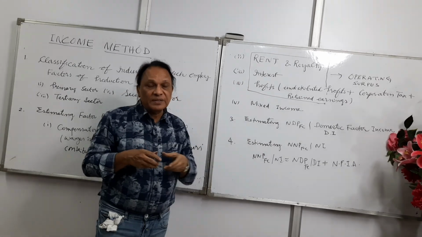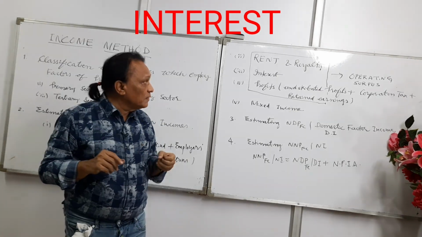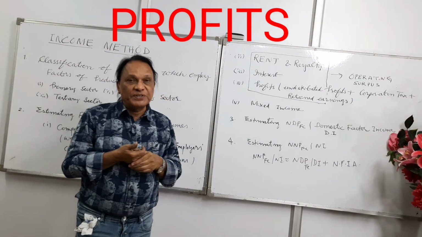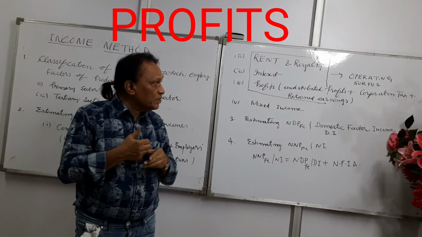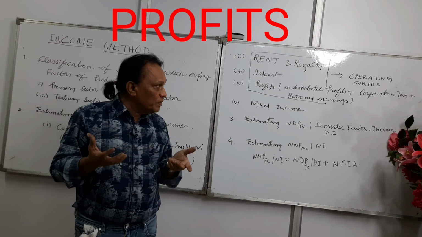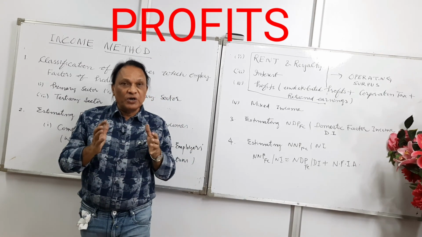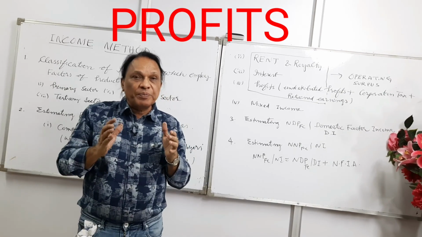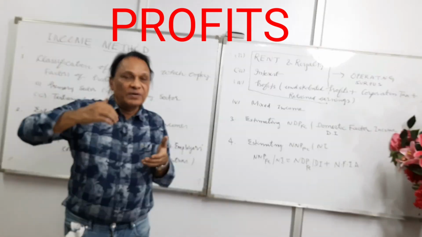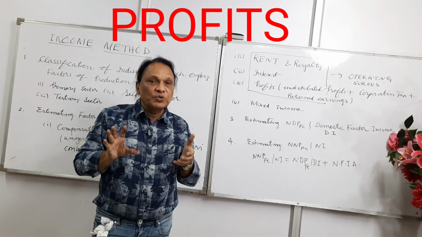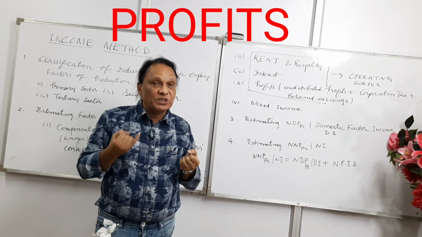And interest is paid to the factor of production capital. And the next one is profit. Entrepreneurs get profits. Again, profit has 3 components. Which are the 3 components of profit? One is corporation tax, and one is undistributed profits and retained earnings. What it means: suppose a firm, Reliance Industries, makes a profit of 100 crores. Out of these 100 crores, Reliance Industries has to pay 40 crores to the government as corporation tax. And now the firm is left with 60 crores.